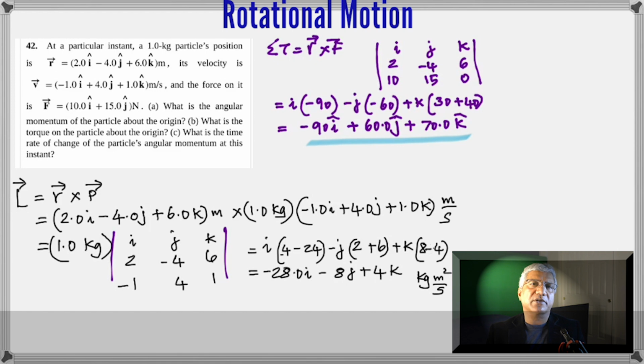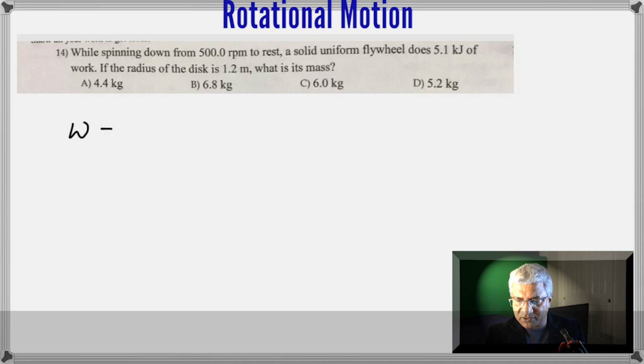So that is an important question. There are 2 things. To find angular momentum, you got to take the cross product of r and p. To find torque, you got to find the cross product of r and F. That brings us to the next question.